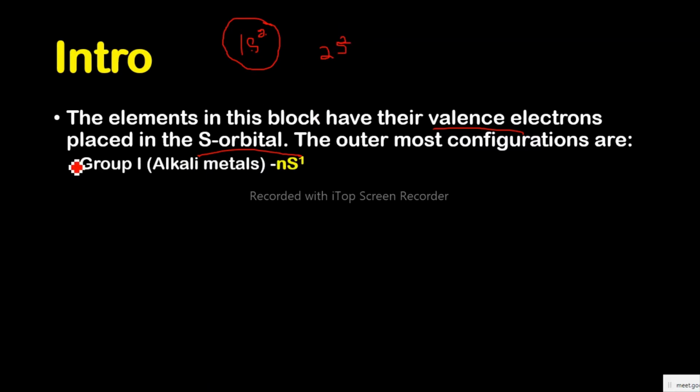Examples are the alkali metals, those are the group 1 metals, and this is their outermost configuration. For example, you can start with lithium. Lithium is 1s1. Sodium is going to be 2s, yes, 2s2. Sorry, this is a mistake. So this is lithium, this is sodium. And then you go to potassium. Potassium is 4s1, and so on.